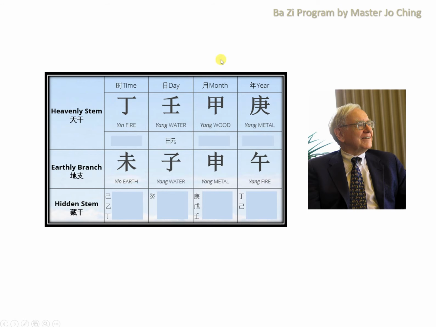So you can say that Warren Buffett is born with the day master of yang water, or Ren water. Okay, and if you are still not very familiar with the stems and branches, I would encourage you to go to my video topic number 1 about stems and branches to familiarize yourself.